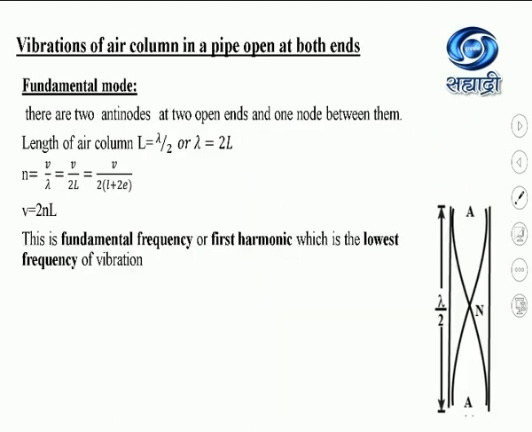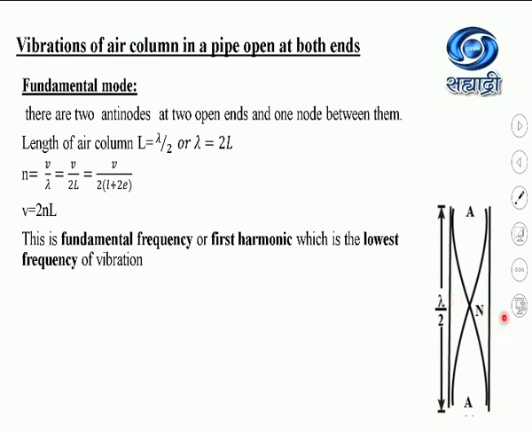Now next point is vibrations of air column in a pipe open at both ends. Now we can observe this diagram. Boundary conditions demand that if the pipe is open at both ends, then antinodes are formed at the two open ends of the pipe. Here the air inside the pipe is bound by the wall of the pipe. Therefore, air inside the pipe is a little denser than the air outside the pipe.